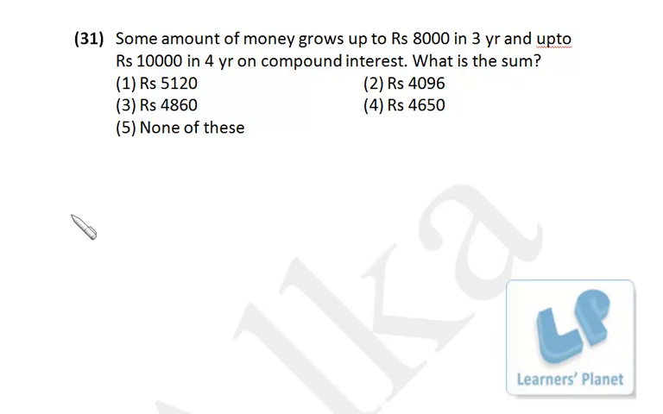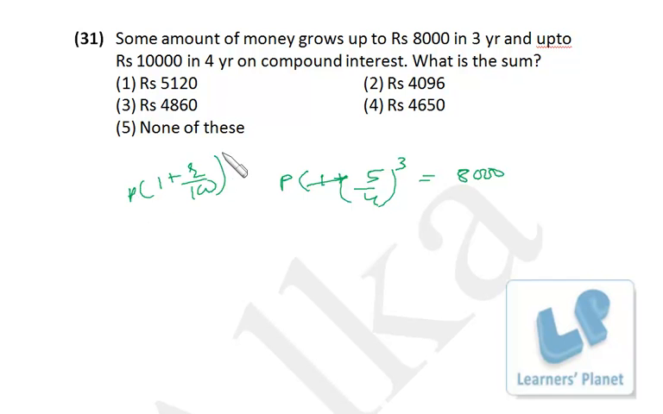Okay, now what will compound interest be? We have to find out the sum. So the rate of compound interest is 25%, so 1 plus 25% is 1 plus 1 by 4. So 1 plus 1 by 4, total 5 by 4, cubed, is equal to 8,000. So the formula is principal into 1 plus r by 100 to the power n is equal to the amount after n years. So here in this case it is 8,000. So precisely it is P into 125 by 64 is equal to 8,000.